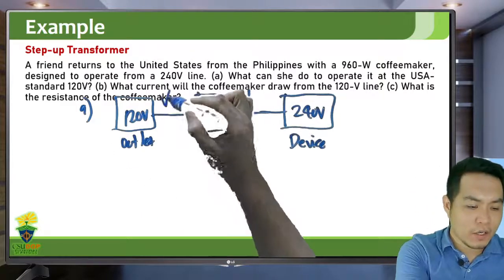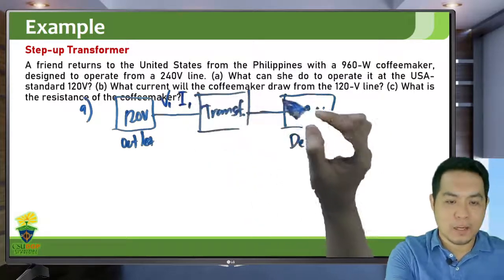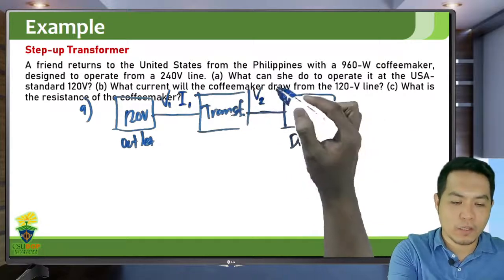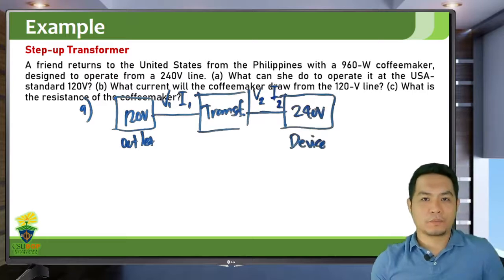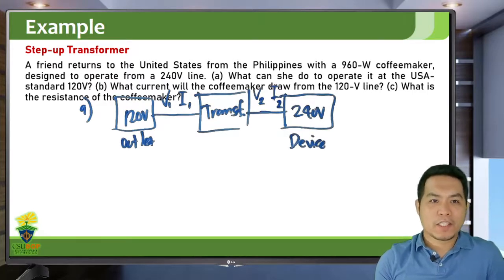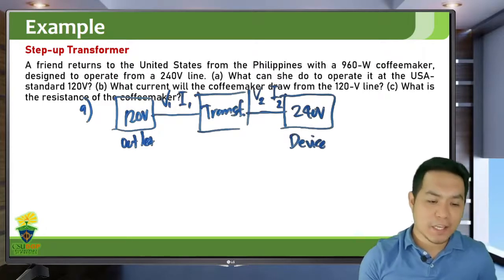So here, 120 volts, that's your V1. There will be a primary current I1 here. The transformed voltage is V2, 240 volts, and there will be a secondary current I2. Okay. So what can she do to operate it at the USA standard 120 volts? So she needs a transformer.